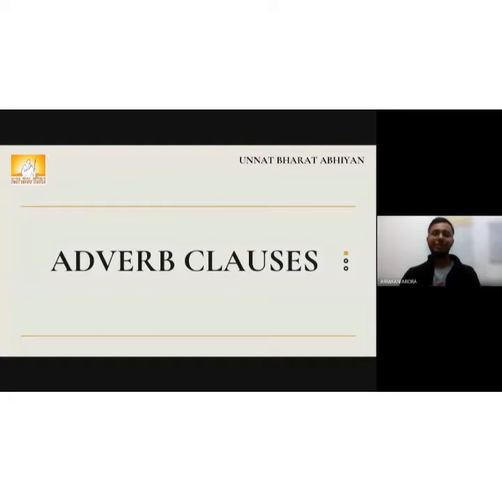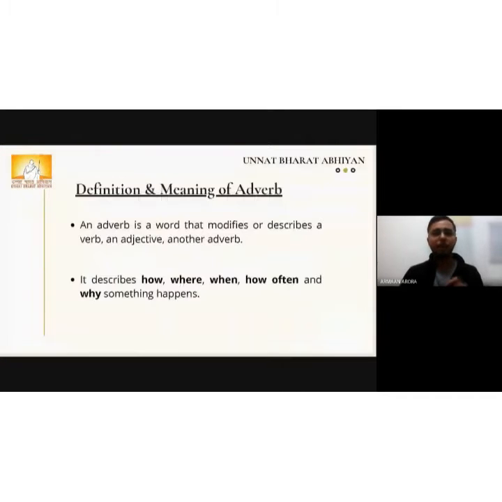Hello everyone. Today we will try to understand the definition and meaning of adverb clauses in a very simple manner. But before that, we will understand the meaning of adverb. So, an adverb is a word that modifies or describes a verb, an adjective or another adverb. Which means एक ऐसा शब्द जो एक verb, एक adjective और एक दूसरे adverb की विशेषता बताता है.